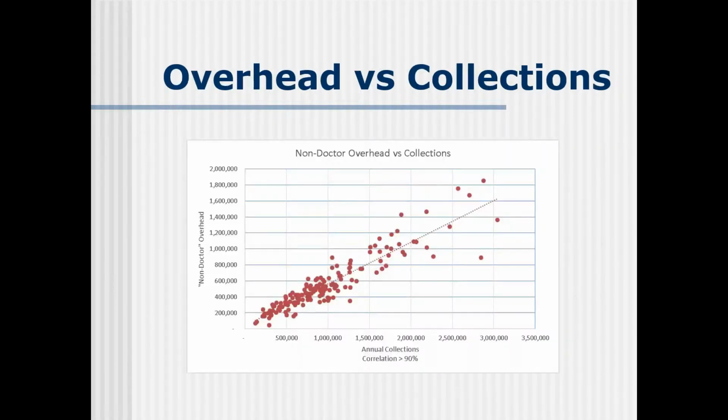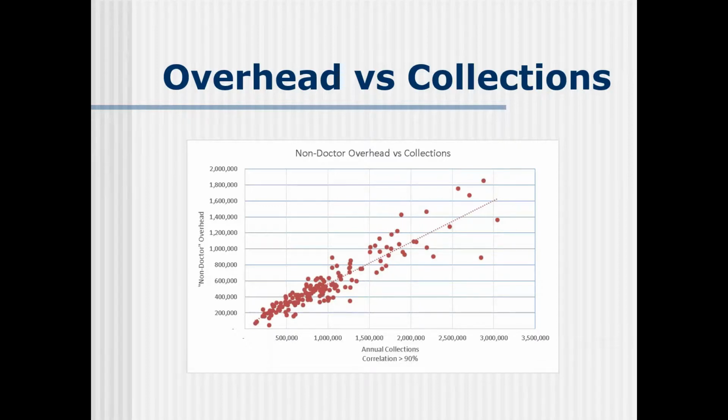All right, so let's see what we figured out here. The first thing I found very interesting is that this is actually the first time I graphed this information and got the correlation of the numbers. So basically, the x-axis is collections, and the y-axis is non-doctor overhead. All 155 data points are on there, and look how close those data points of collections and non-doctor overhead hug the trend line.